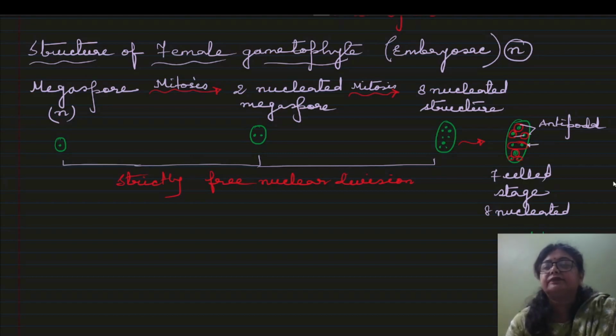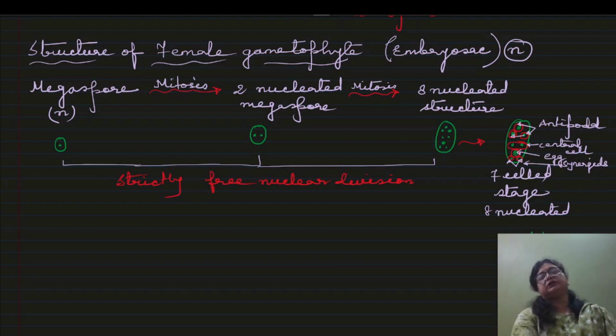Now this is what? The central cell, or polar nuclei. This one is very significant, that is the egg. And these two are synergids. So this is the complete embryo sac, or the female gametophyte.